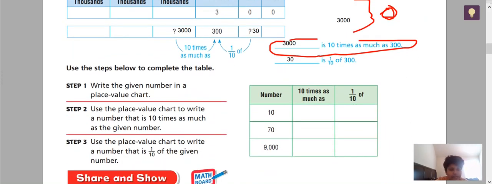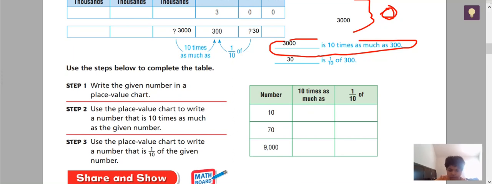Now we use the steps below to complete the table. Step 1. Write the given number in a place value chart. Step 2. Use the place value chart to write a number that is 10 times as much as the given number. Okay, we can do this. Pause the video right now. Write down your answers in your notebook or however you're writing your answer down. And then unpause the video once you got it. You have unpaused the video.